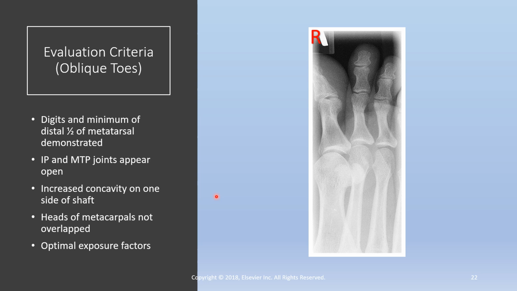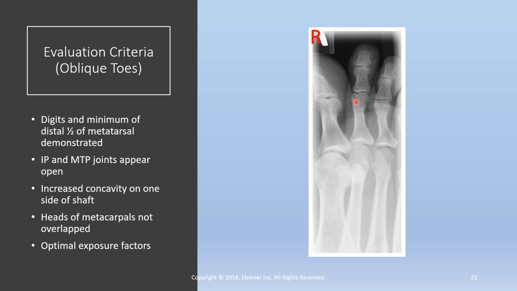Notice it says you'll have increased concavity on one side of the shaft. The heads of the metacarpals should not be overlapped, and optimal exposure factors. So this particular image is a medial oblique of the second digit. So we're looking at this. All right. Joint spaces are relatively open, not all the way opened on that.